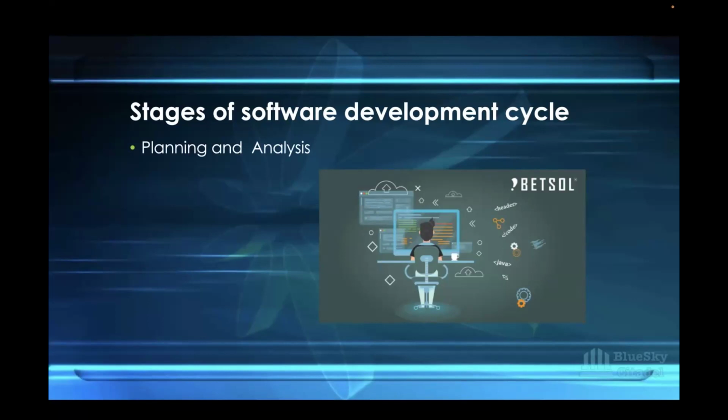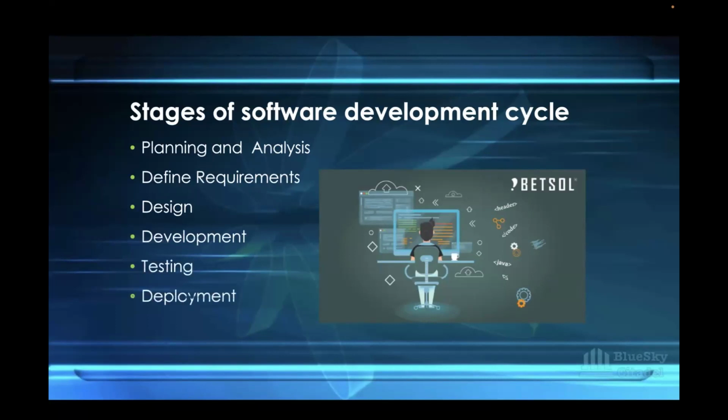These are the stages of the software development life cycle. We have planning and analysis, define requirements, design, and development, testing, as well as deployment. So these are the 6 stages of the software development lifecycle. Next slide, please. We'll be taking them one at a time.